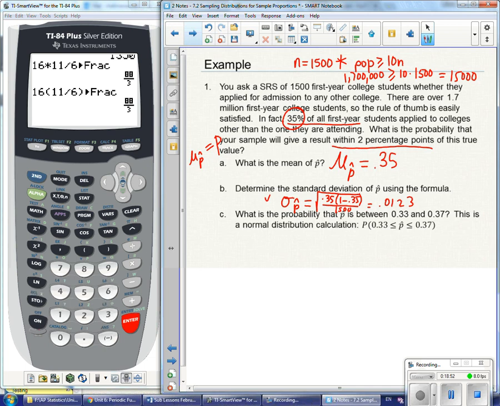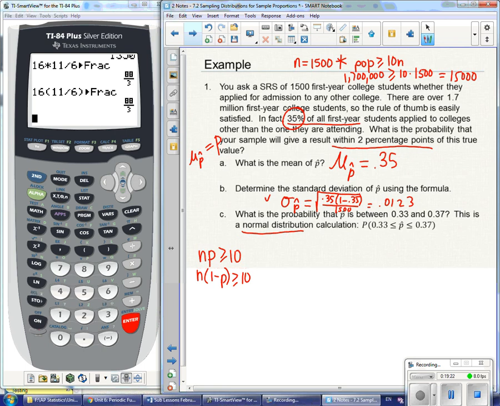In letter C, it says, what's the probability that p hat is between 0.33 and 0.37? This is going to be a normal distribution calculation. Now, we need to talk about why it's normal, and that's actually coming up next. If you think back to what we did before with the normal approximation of the binomial, we said that it can be normal as long as n times p is greater than or equal to 10, and n times 1 minus p is greater than or equal to 10. As long as both of those conditions are met, we can use a normal distribution to calculate the probability.